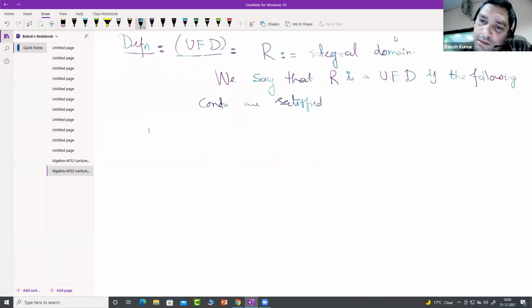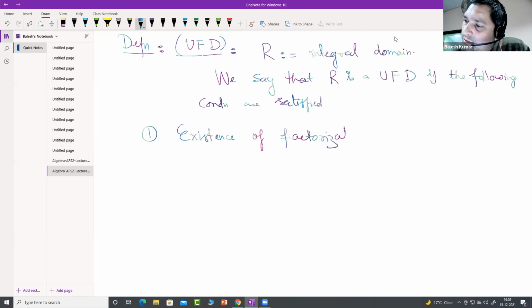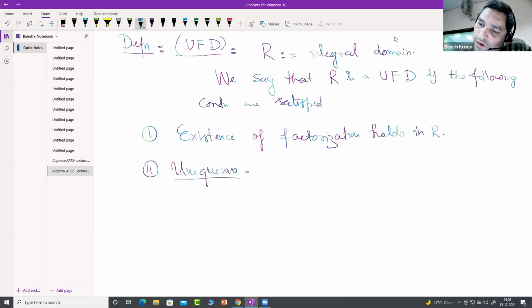The first condition is that existence of factorization holds inside the integral domain R. And the second thing is about uniqueness. So let me write down what we mean by uniqueness.